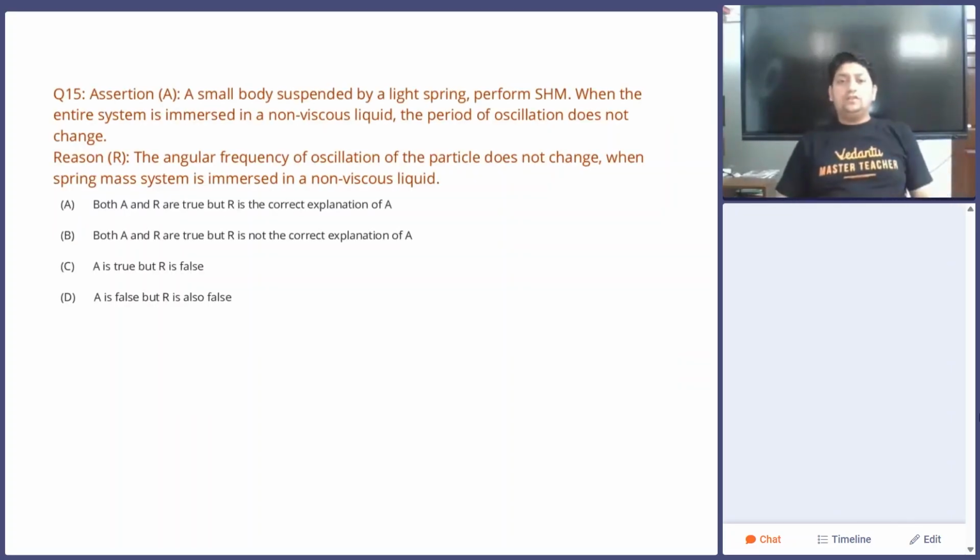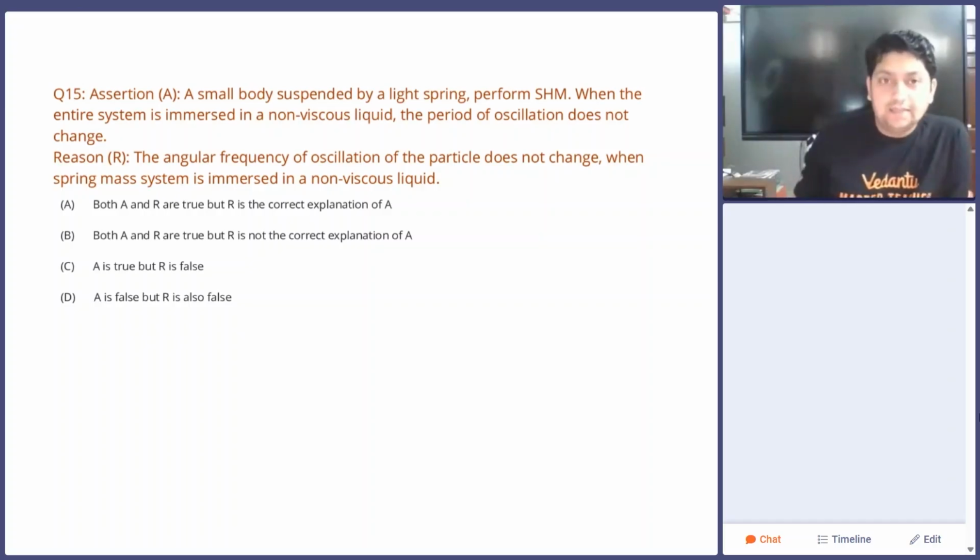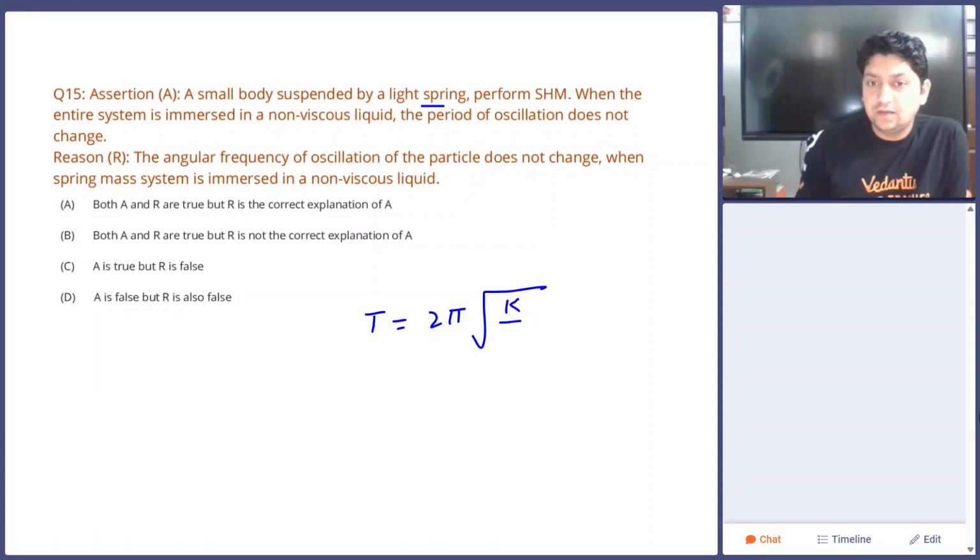Next, a small body suspended by a light spring performs simple harmonic motion. When the entire system is immersed in a non-viscous liquid, the time period of oscillation does not change. As this is a spring mass system, right? It consists of a spring and mass, so its time period will be given by under root k by m.